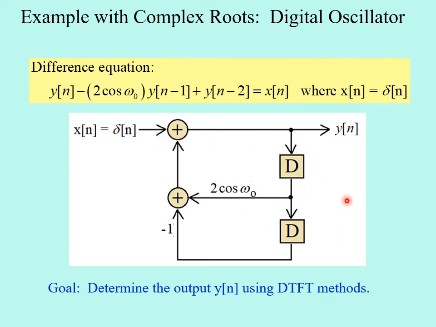You can see it's a pretty simple system. It's got 2 delays, 2 adders, and a multiplier. Remember, this term means we multiply the signal by 2 times cosine of omega naught, and we can pick and choose whatever omega naught we want, depending on how fast we want this thing to oscillate. So the goal in the next several slides is to find the output of this system using the discrete-time Fourier transform method.